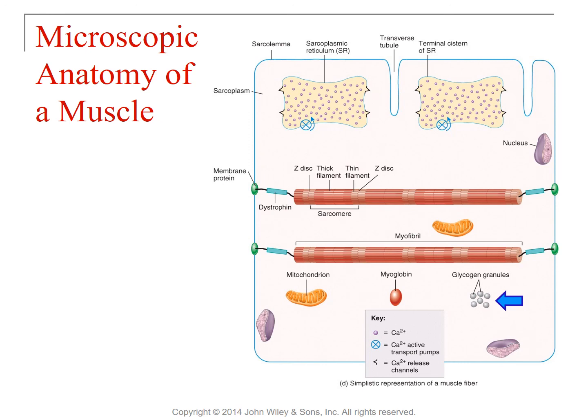So basically the idea here is if the cell begins to run short on oxygen or begins to run short on glucose, then myoglobin for oxygen and glycogen granules for glucose can serve as an internal storage for both of these very important ingredients of cellular respiration.